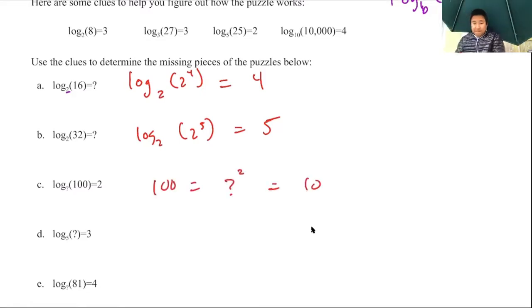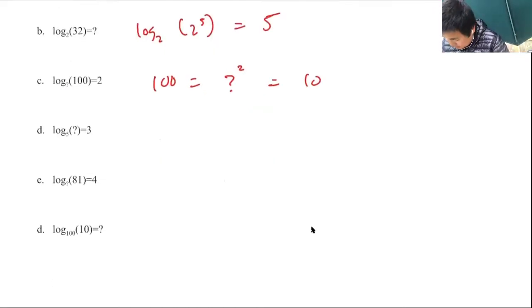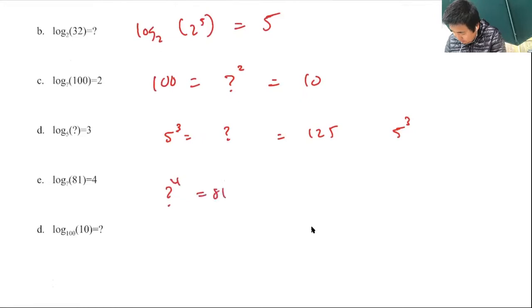And this one, 5 to the 3rd power equals what? 125, or 5 cubed. What to the 4th power gets you 81? 3. This was a hard one. 10 to what power gets you 100? And 100 to what power gets you 10? The square root, so it's the half.